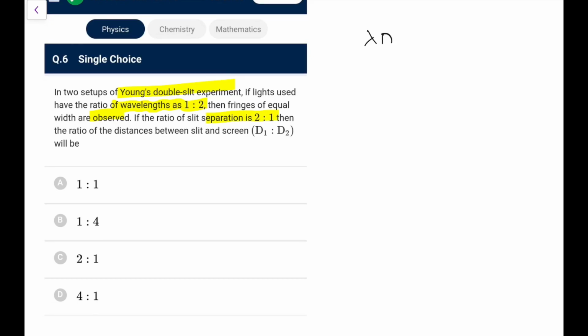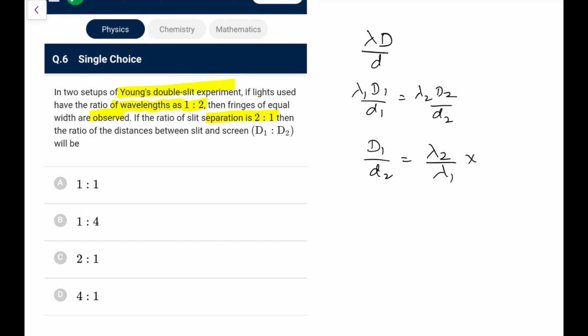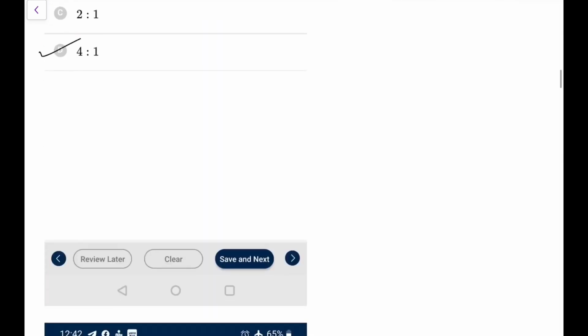Fringe width, you know, is lambda D by d. So lambda 1 D1 upon d1 is lambda 2 D2 upon d2. So this D1 by D2 is lambda 2 by lambda 1 into d1 by d2. So lambda 2 by lambda 1 is 2:1, d1 by d2 is 2:1, so that comes out as 4:1. Straightforward, go for option 4.